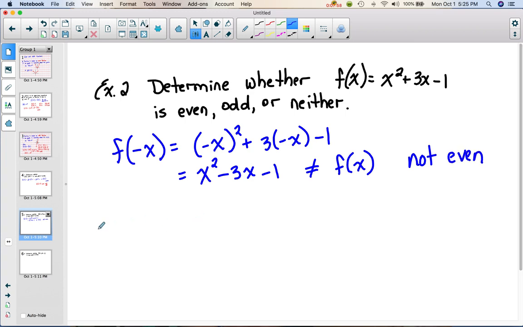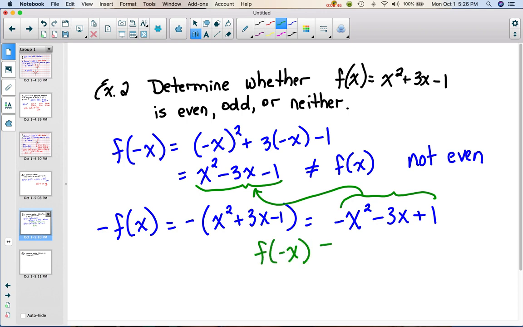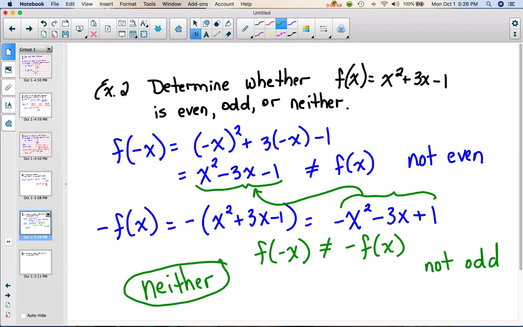In order to test if it's odd, we need to write down what negative, or the opposite of f of x is. I'm going to replace f of x with this. So I'm taking the opposite of my original function, so I have to distribute the minus sign. And now what I want to compare is this value here to this value here. I'm comparing f of minus x to the opposite of f of x. If you notice, they're not the same. So that means this is not odd, which makes it neither. But that's the algebra you have to go through to test it.